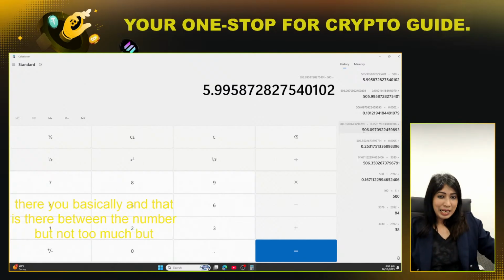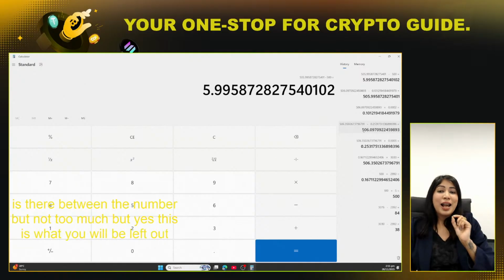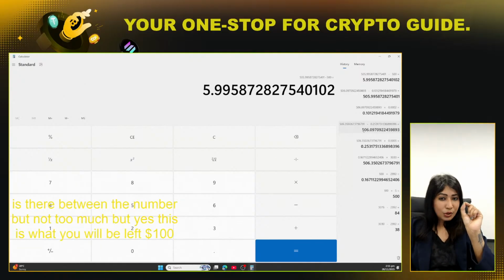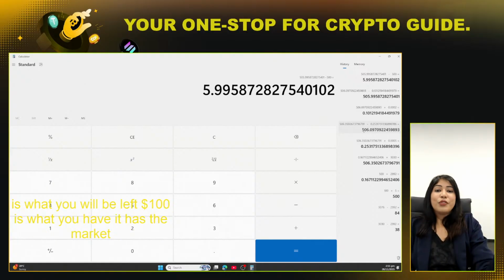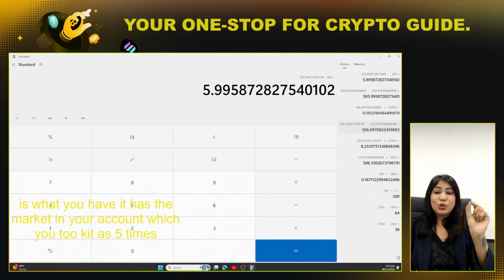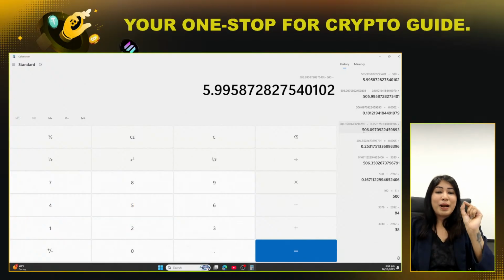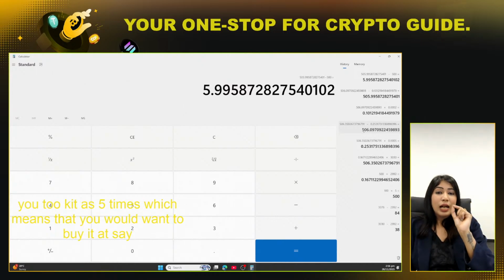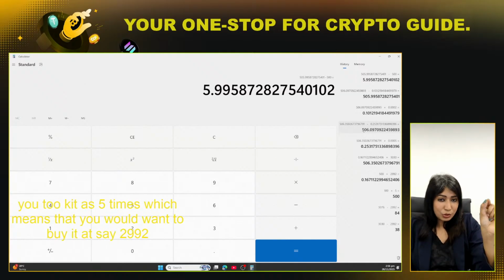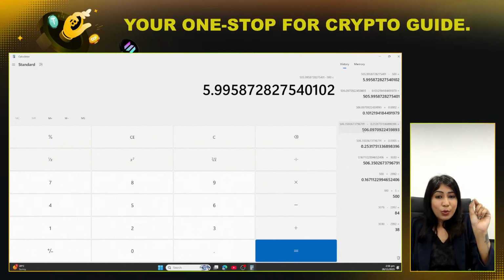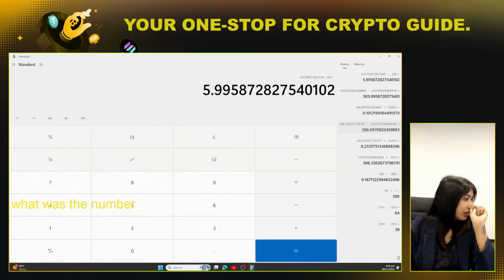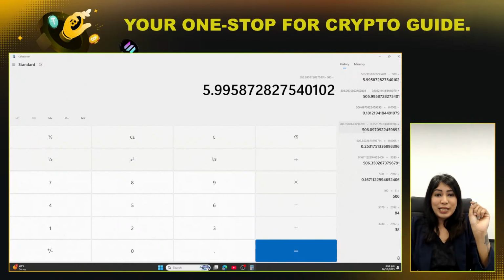But yes, overall this is what you will be left with. $100 is what you have as the margin in your account, which you took at 5 times the leverage, which means you took a $500 position, and you assumed that you would buy at, say, 2992 as the buying price, and then you ended up selling at a 1:2 risk to reward ratio, where you sold it at 3030. I think, what was the number? 3030. Yeah, 3030. So 1:2 ratio.